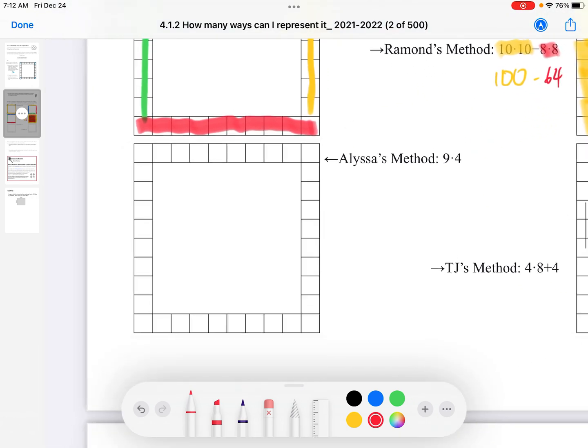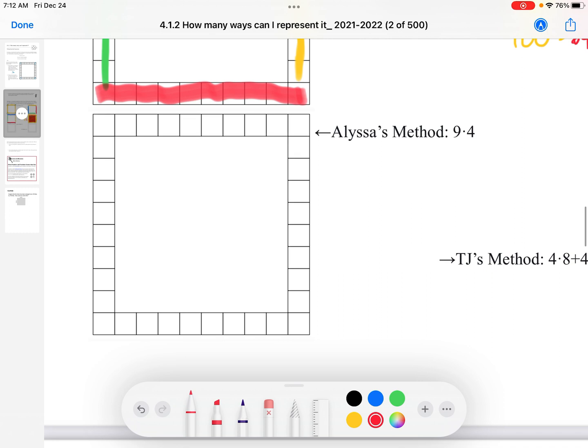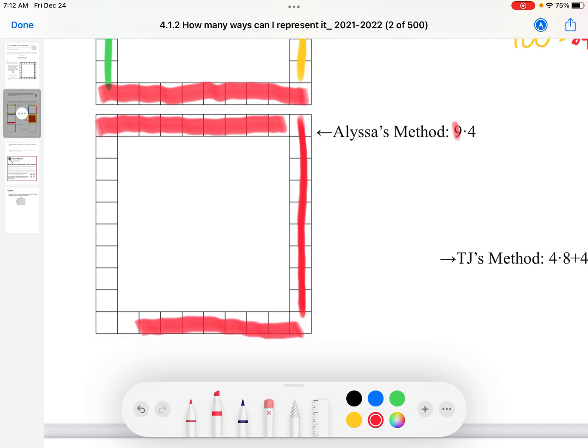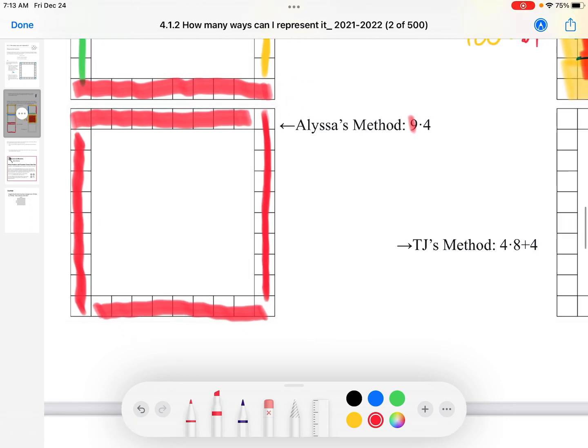Okay. Alyssa's method is 9 times 4. Well, let's look. We need to find those 9s. There's a 9. This one's going to be weird. Another 9. And another 9. And another 9. There we go. So we have 4 groups of 9 with that one.